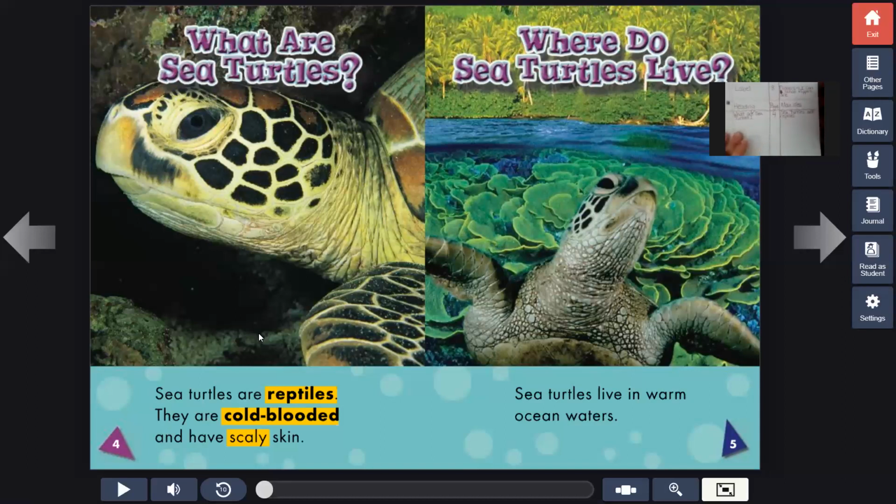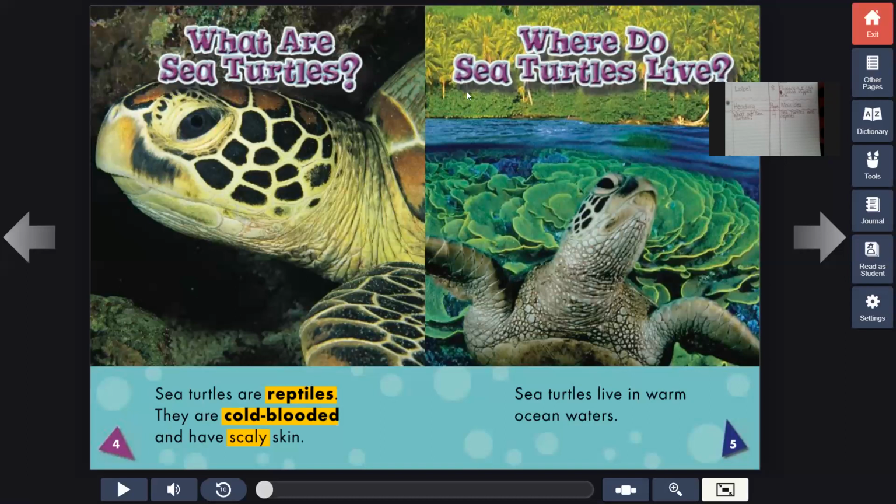There we go. Sea turtles are reptiles. And I know it's hard for you to see this right now because it's small, but I'm going to do a couple of pages and then I'll make it bigger so you can see it. It just makes it easier for me. Okay, so let's look at this heading here.